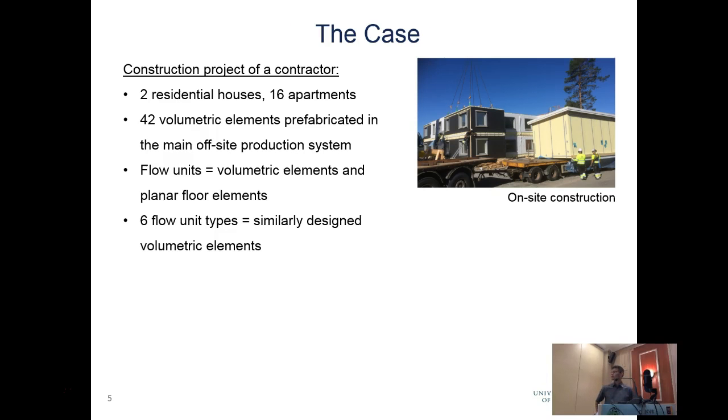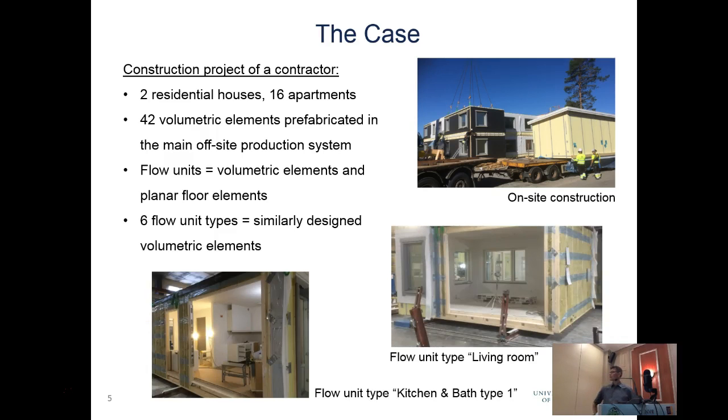So we chose a case with a contractor, a rather small project, 2 residential houses, 16 apartments total, with 42 volumetric elements prefabricated in the main offsite production system. The flow units of the study are the volumetric elements and the planar flow elements. And similarly designed volumetric elements have been classified in 6 different flow unit types. 2 examples I have here on 2 pictures.